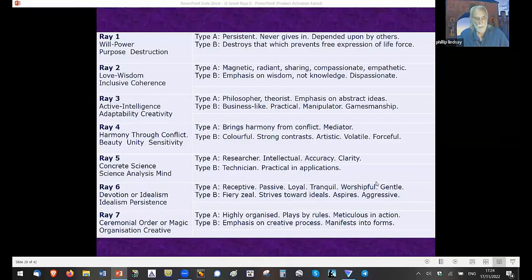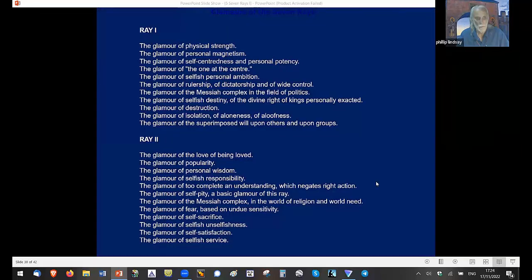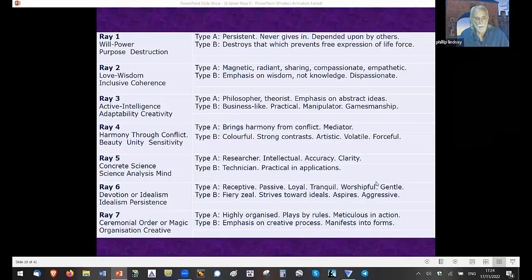Okay, we've got a bit of time left to go through some more. We've got a couple more weeks yet to study the rest of the rays, particularly the various personalities, famous personalities in history. So here we have another type A and type B of the rays. All the rays are dual.